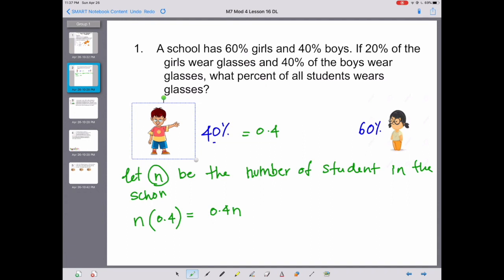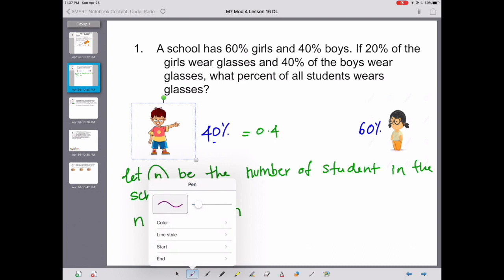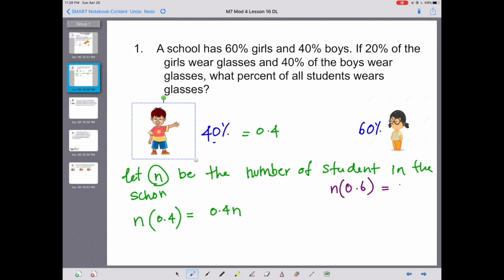So following that order, we could say for the girls would be n times 0.6, which would give me 0.6 n. But we're not done. We have only figured out the algebraic expression for how many girls and boys are there in the school. But that's not our concern. We have to worry about how many girls are wearing glasses and how many boys are wearing glasses.